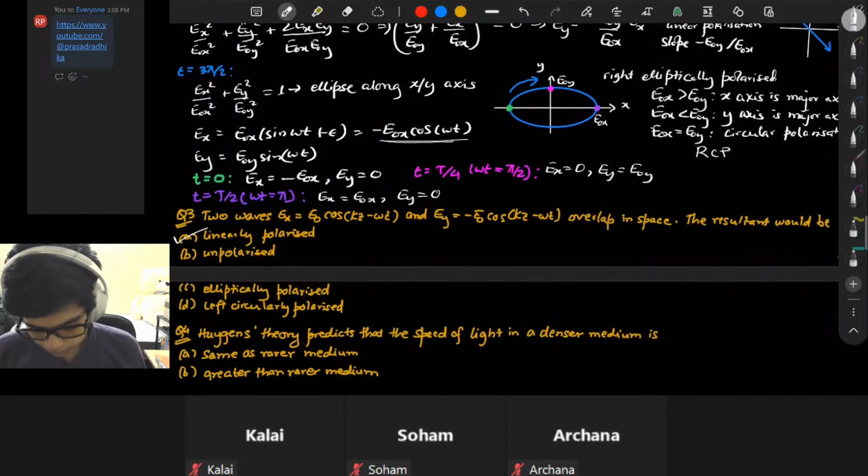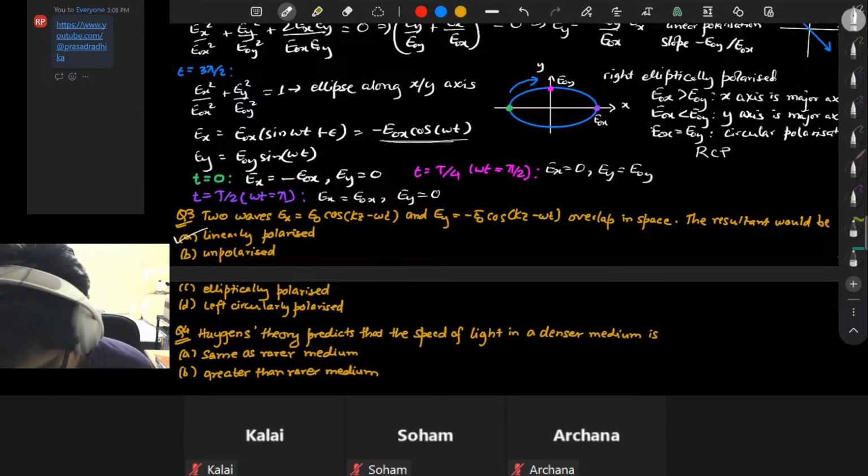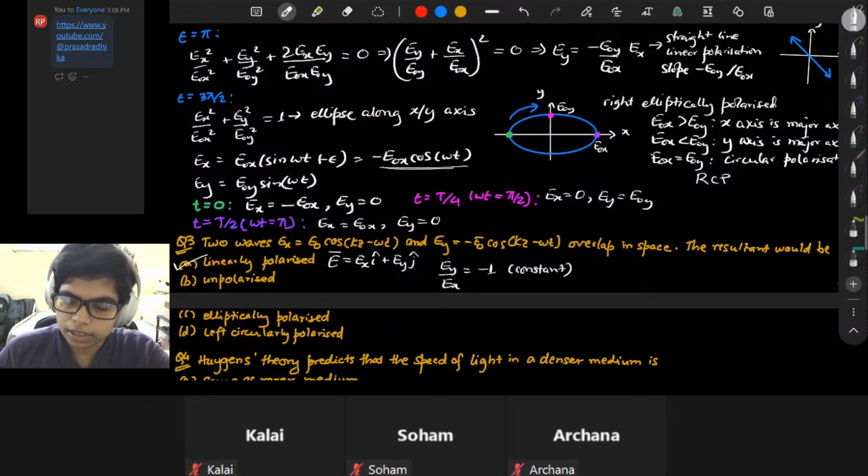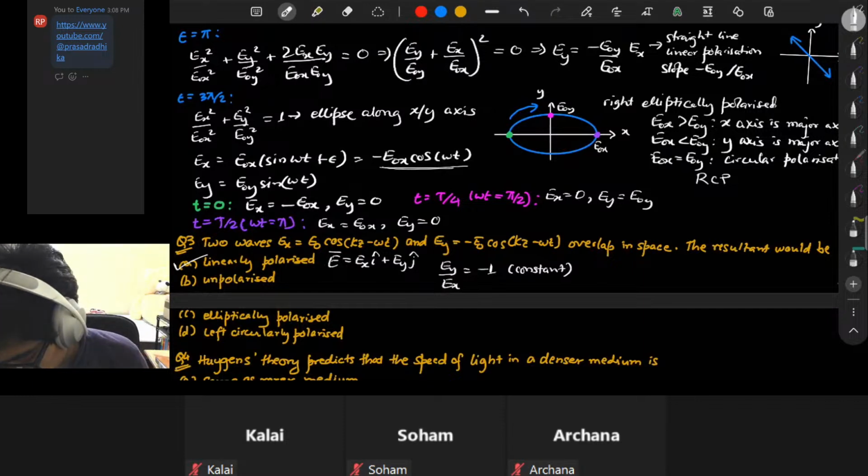You have the electric field. So if I write the total electric field, that is simply Ex i cap plus Ey j cap. And if you take the ratio Ey over Ex, then you see this comes out to be equal to -1, which is a constant. So the direction of oscillation is a constant. And this is the equation for a straight line, a straight line with slope equals -1.